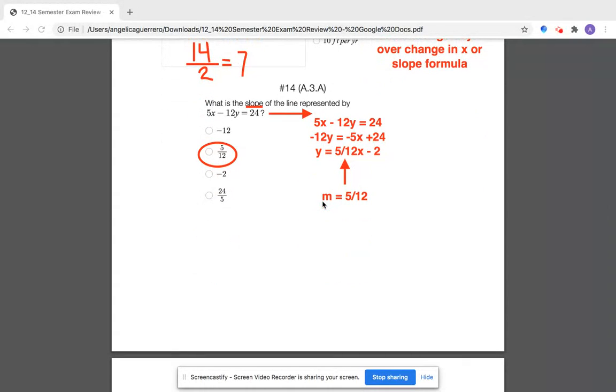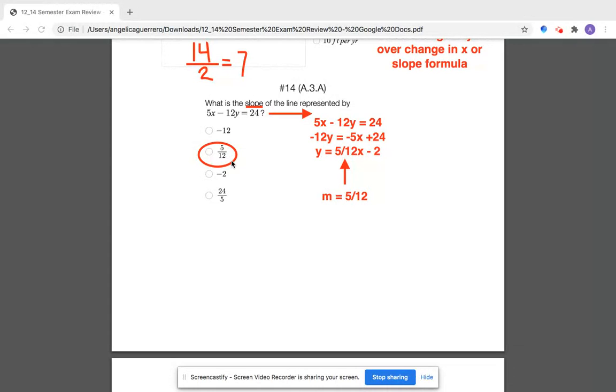14, what is the slope of the line represented by 5x - 12y = 24? Again, this is the standard form equation, so you want to change it to slope-intercept form. When you do that, you're going to move your 5x, and it's going to become negative 5x to the right. And then you're going to divide each individual term by negative 12. Negative divided by negative is a positive 5/12 x - 2. So you're only concerned about that value in front of the x, so 5/12 is the slope.